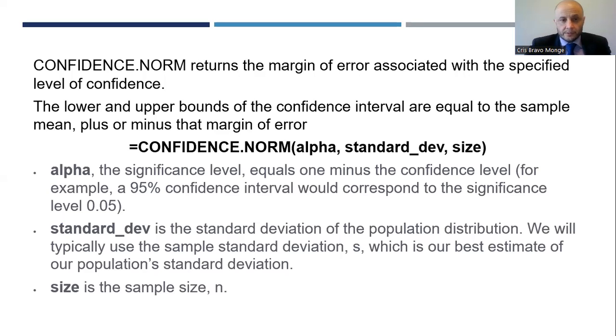The function that we're going to use is this one, CONFIDENCE.NORM, and it uses the alpha, I'll tell you what that is, the standard deviation that we know, and the sample size. That is why the sample size is very important. What is the alpha? Well, the alpha is also called the significance level and equals 1 minus the confidence level. For example, if we want a 95% confidence level, that means that it would be 1 minus 0.95, which equals 0.05.